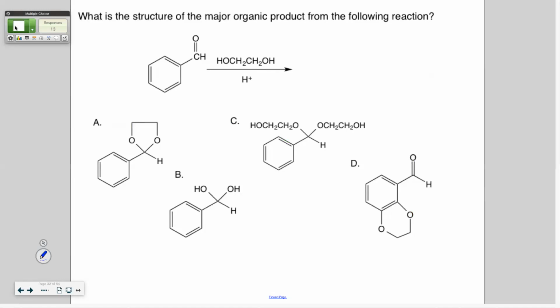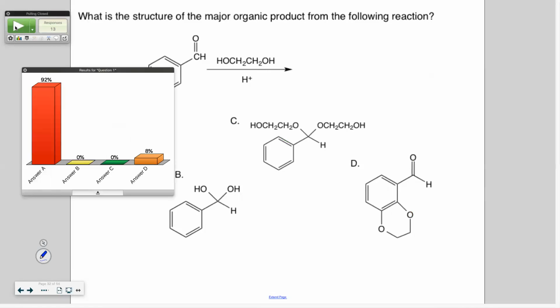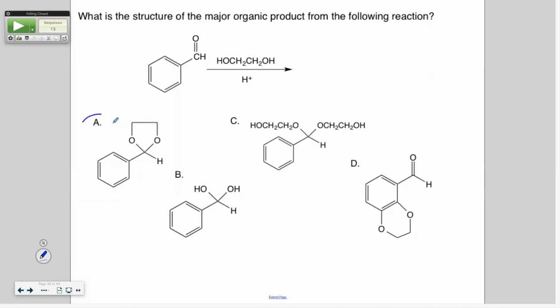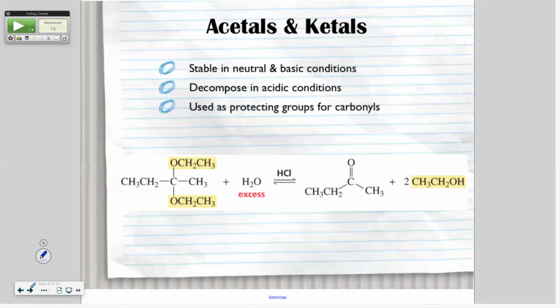Okay, cool. All right, yes, it's A. Okay. Why isn't it C? Because this intramolecular reaction will happen much faster than something that would make that. Okay, why isn't it B? Because that's just wrong. Why isn't it D? That's just weird.